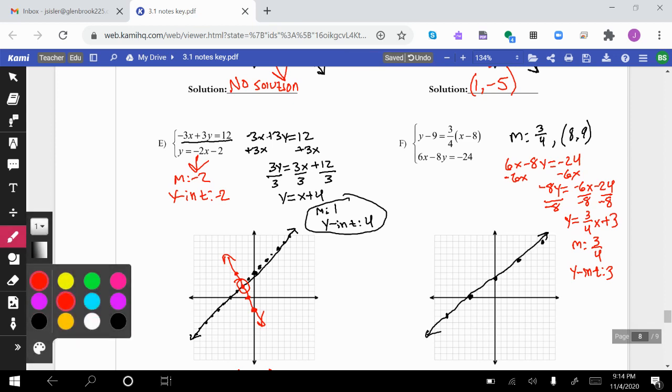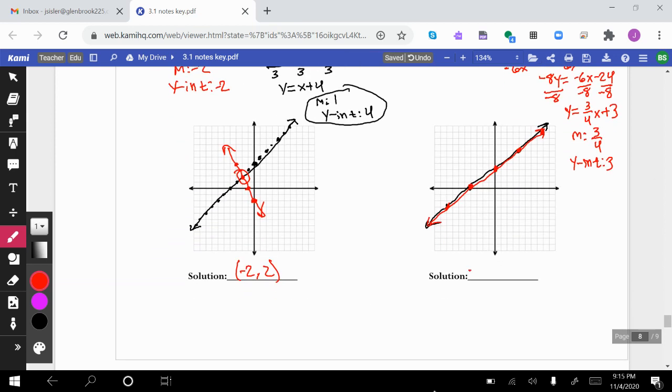Now in red, our y-intercept is positive 3. And we shall see as I walk my slope that these lines actually overlap. Which means what? It means that we have infinitely many solutions because each point intersects. There are infinite intersection points. Okay.